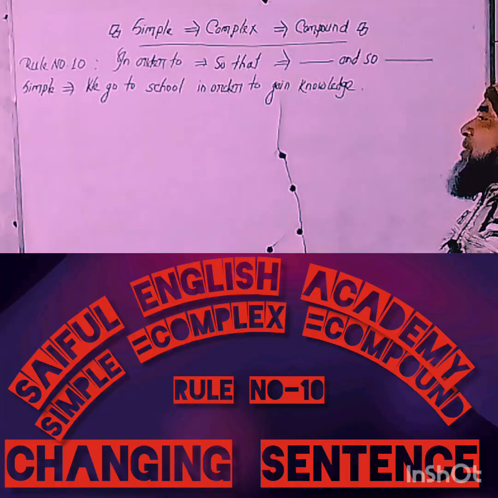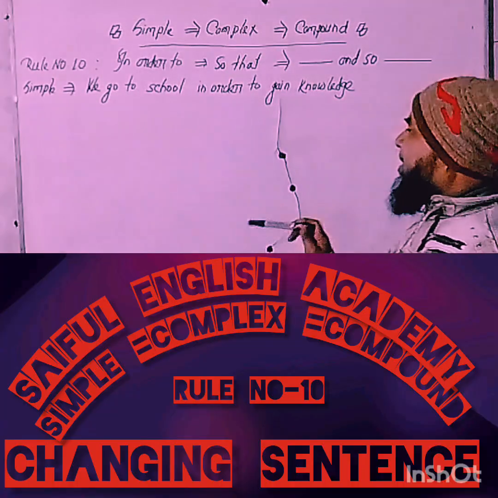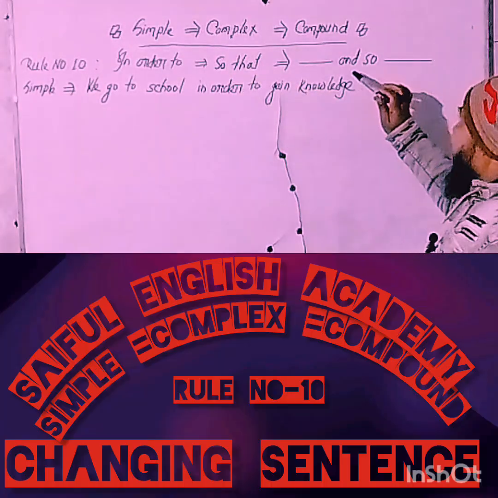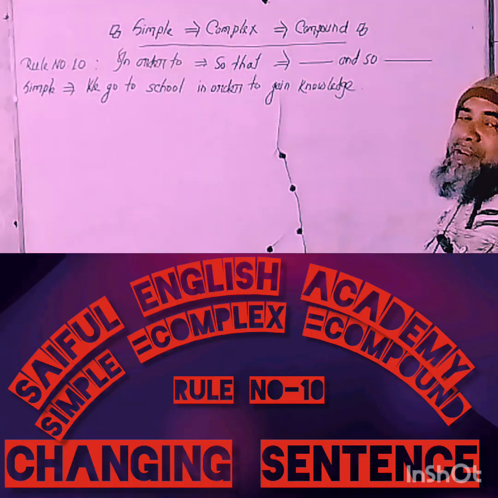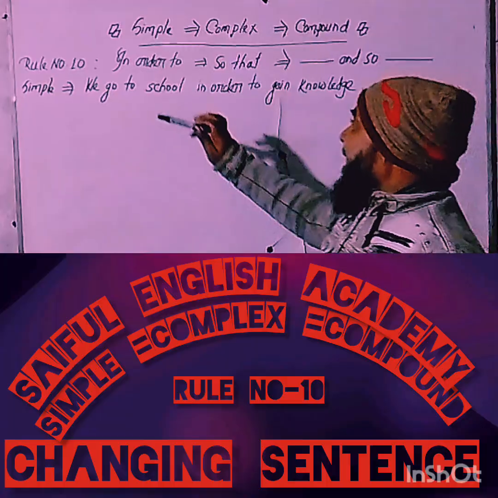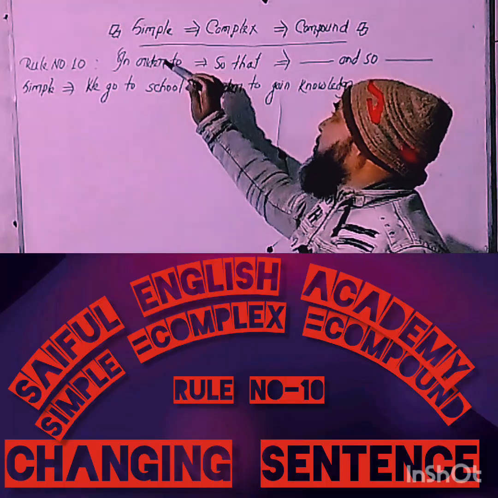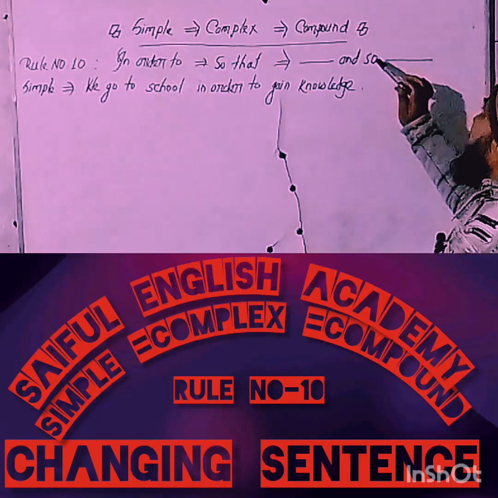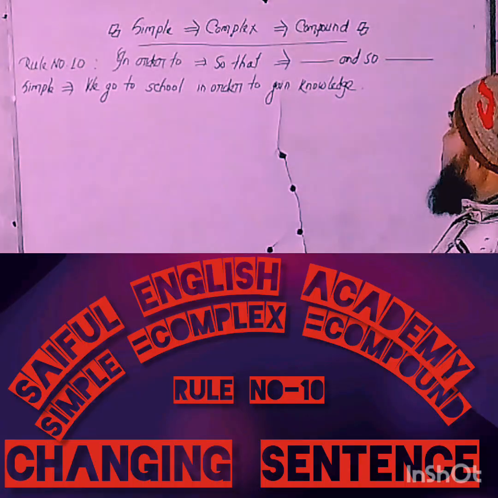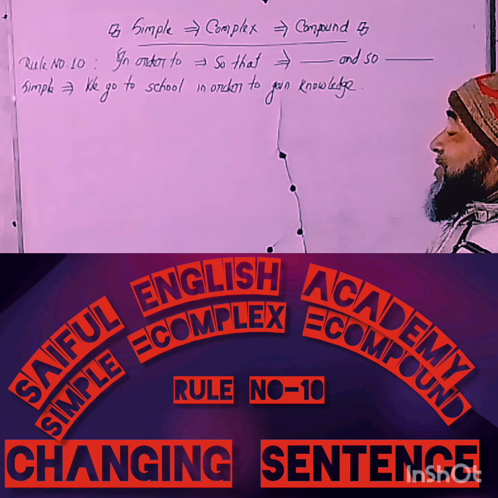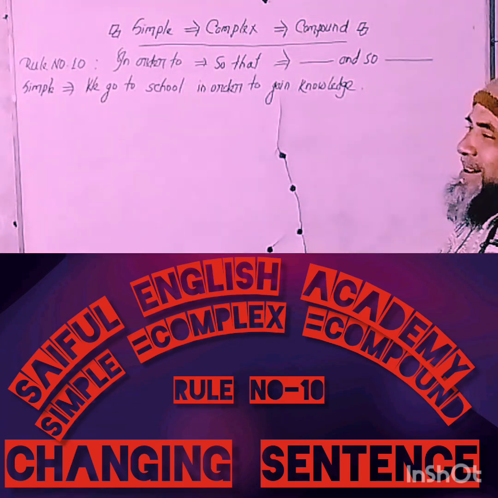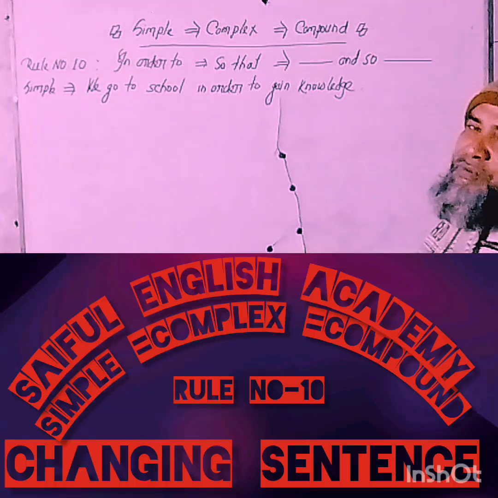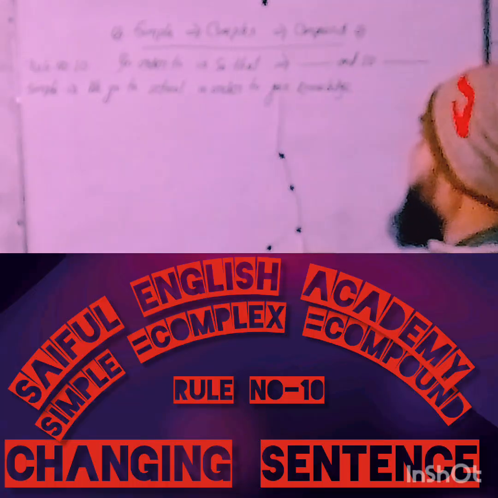You have to mind that, my dear learners, there is a great connection among them: in order to, so that, and so. Three words are used in three categories of sentence. In order to is used in a simple sentence, so that is used in a complex sentence, and so is used in a compound sentence. With the reference of these relationships, I have written a simple sentence. Take a look at the board and try to understand.